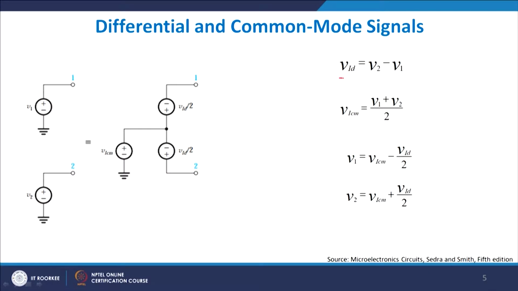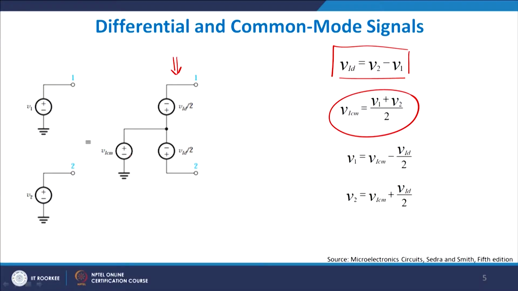I would say the differential signal VID is given as the difference of the two signals, V2 minus V1, whereas the common mode signal is given as the average of the two signals, V1 plus V2 by 2, right. So, what is a common mode signal? A common mode signal, as you can see here, is basically a DC bias, or even an AC bias, which is given common to both the inverting and non-inverting terminals of my design. You will ask me why is it given?